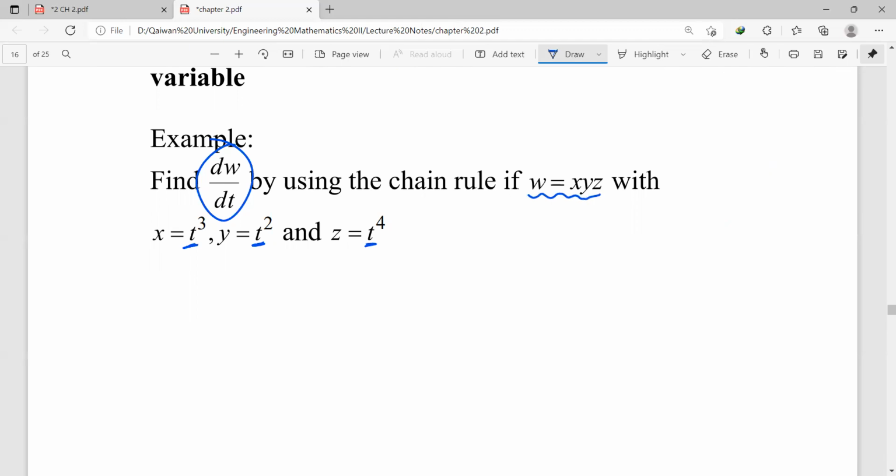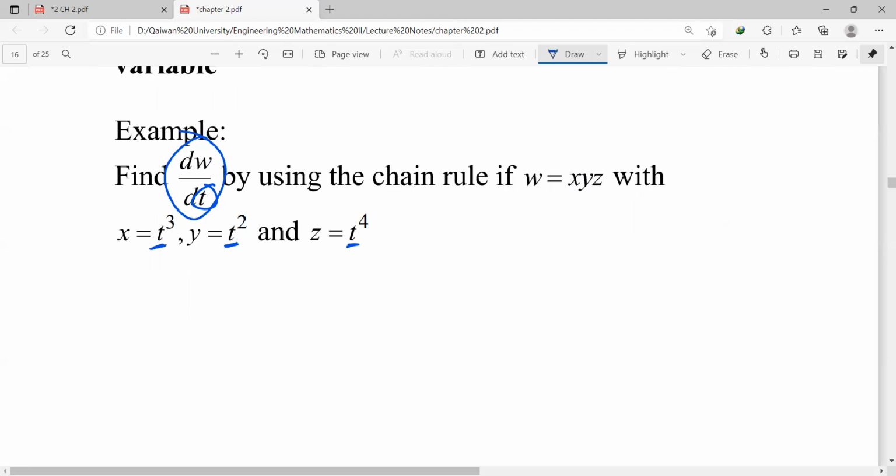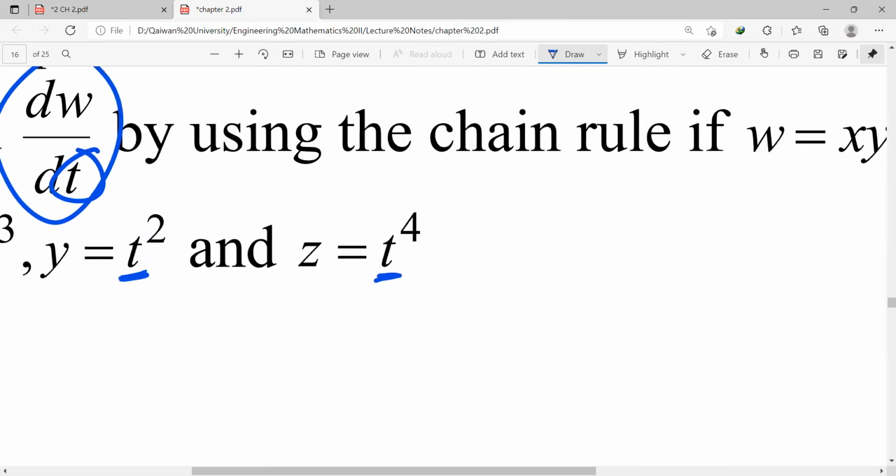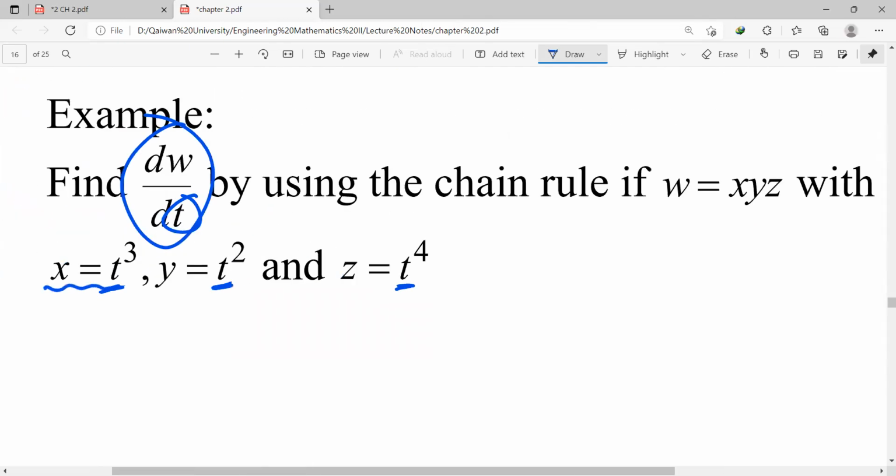In w, we have no t, and we should find the derivative of the function with respect to t. But we have been given functions x, y, and z. Each of them is a function of t. x is t cubed, y is t squared, z is t to the power 4. As you see, we have only one independent variable, and the independent variable is this one. In the previous example, the independent variables are not u, v, and w.